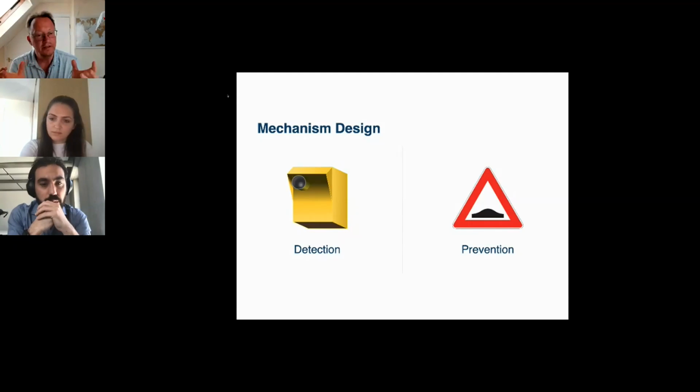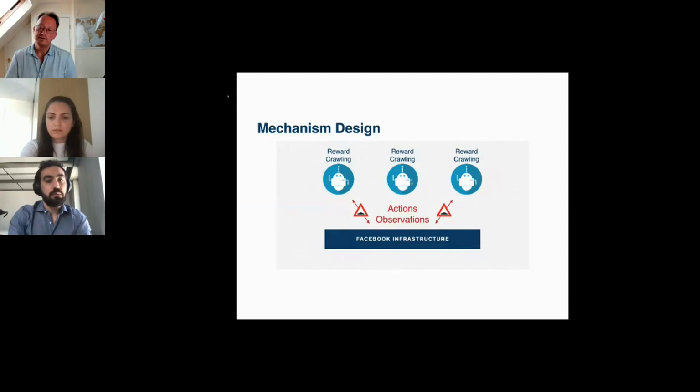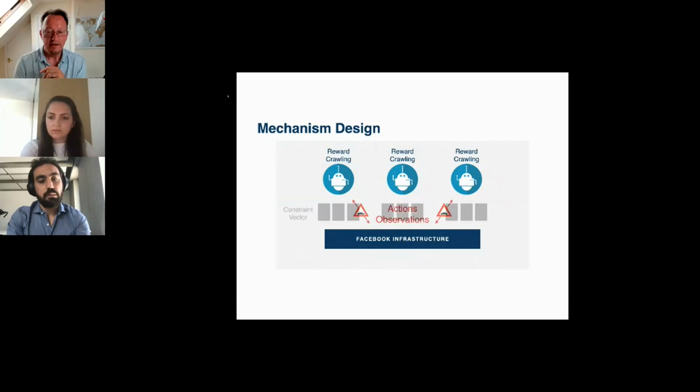Think about how we could do mechanism design with a software material. Suppose we have these bots that we're rewarding for crawling the platform. Maybe they're doing scamming type behavior to find people to scam. They're doing these actions and observations. Now we impose the software equivalent of a speed hump. Maybe it's a kind of rate limit to limit the number of a certain operation that a bot can achieve. So now what we're doing is we're essentially building a constraint vector that lies in between the bots and the platform infrastructure. And this constraint vector can be different for each bot.